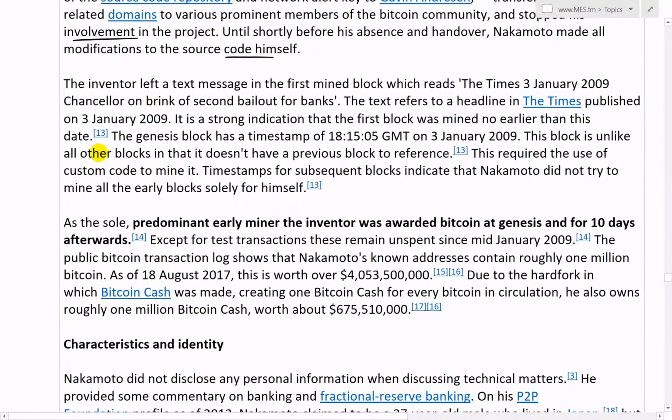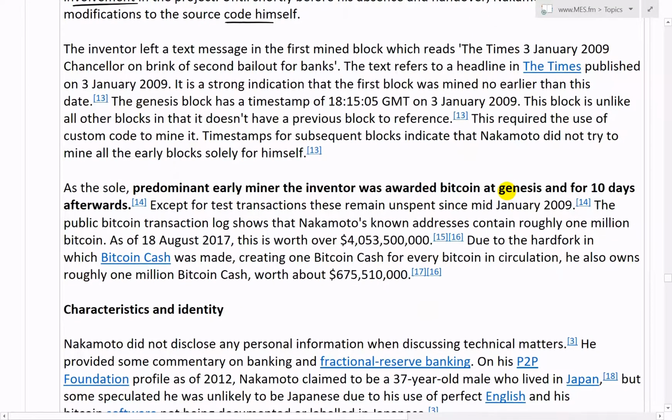Wow. The inventor left a message in the first mined block, which reads: "The Times 03/Jan/2009 Chancellor on brink of second bailout for banks." Very amazing. Even that is cryptic to the max. The text refers to a headline in The Times published on 3 January 2009. I believe that's a British mainstream newspaper or magazine, or whatever you call it. Published on January 3rd, 2009.